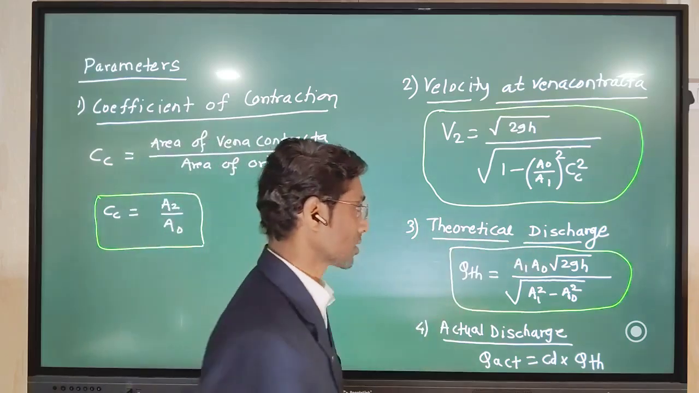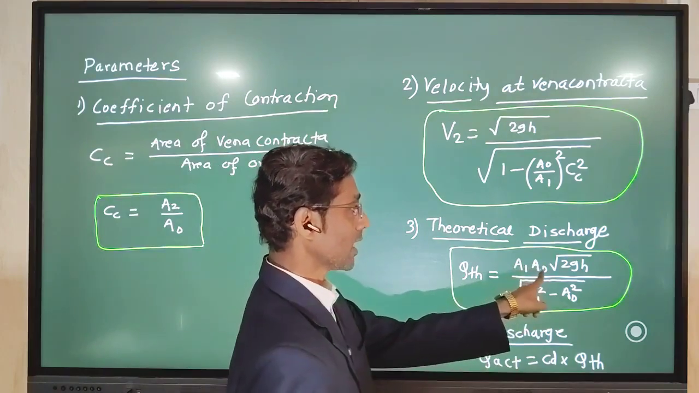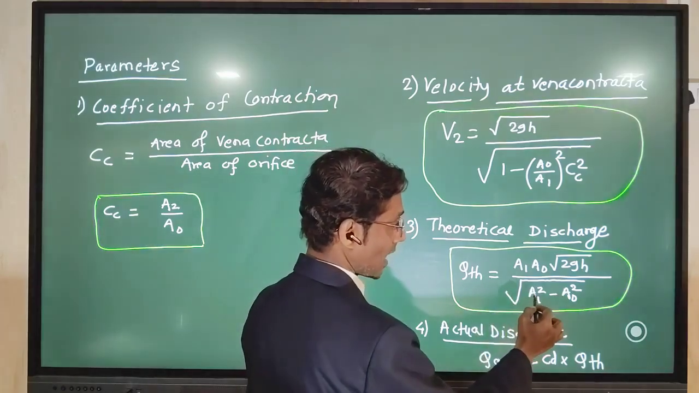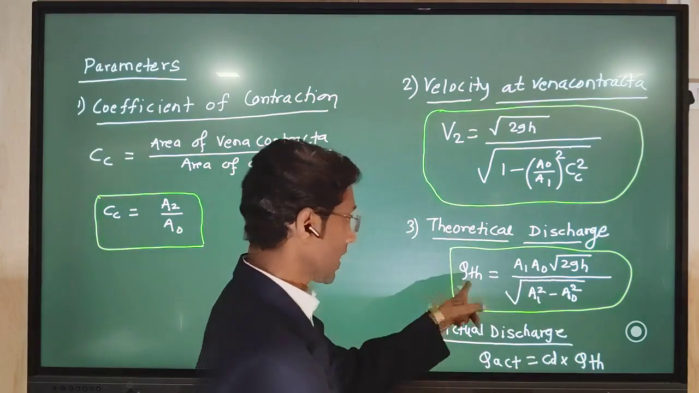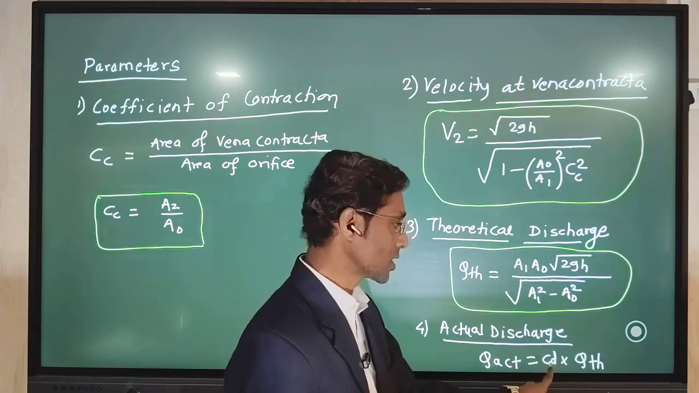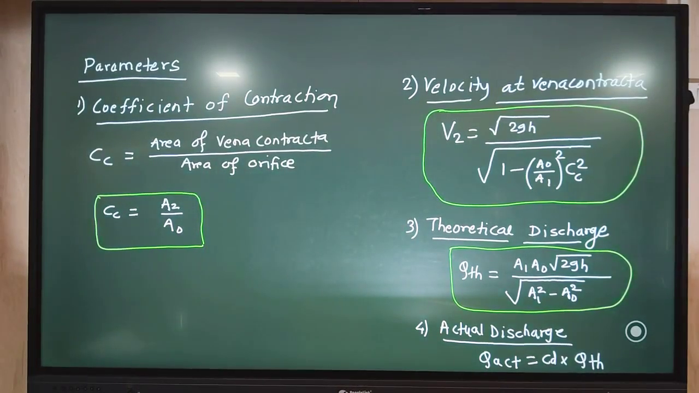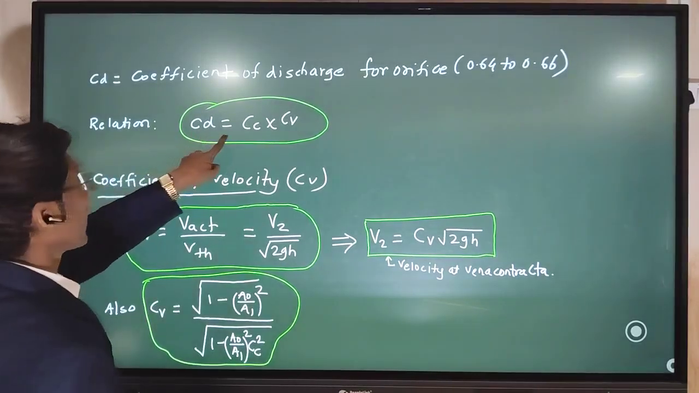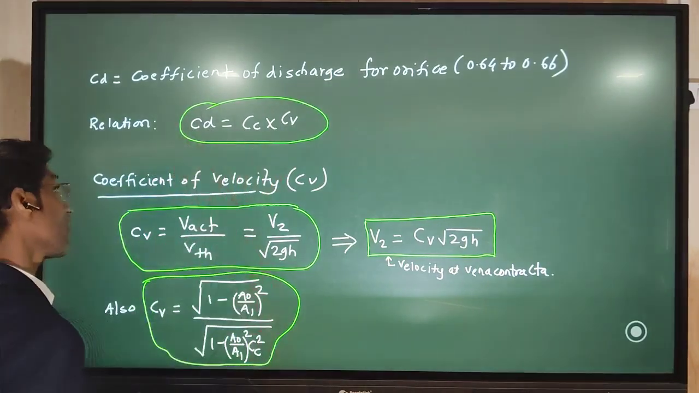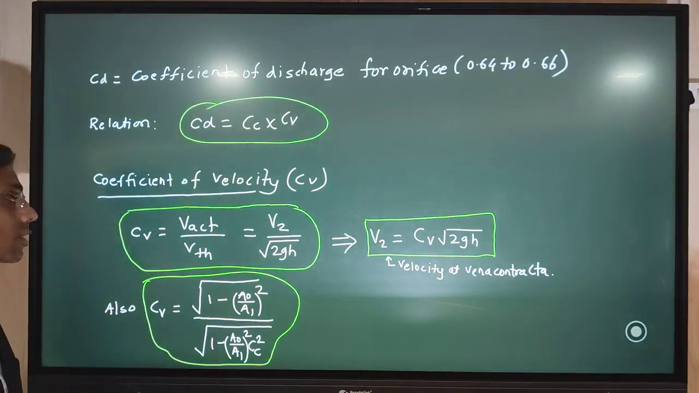Further, theoretical discharge is calculated by using the formula A1 A0, the area of the pipe and the area of the orifice, multiplied by the square root of 2gh, divided by the square root of A1 squared minus A0 squared. Then actual discharge is calculated by multiplying this theoretical discharge with the CD value. CD is the coefficient of discharge of the orificemeter. It can be obtained by the relation CD is equal to the product of the coefficient of contraction and the coefficient of velocity, where the coefficient of velocity is the ratio of actual velocity to theoretical velocity.